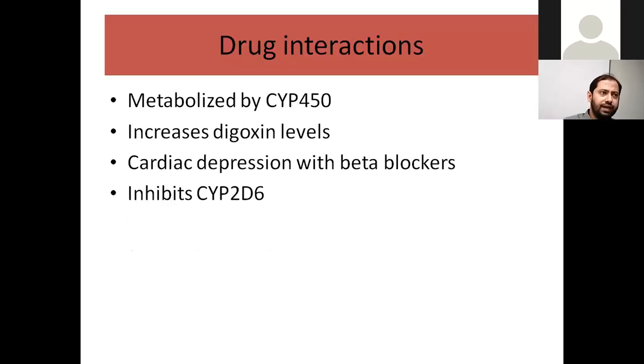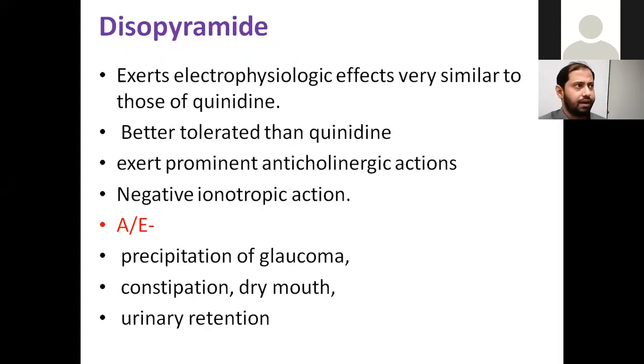If we talk about drug interactions, quinidine is being metabolized by CYP450, and it will be increasing the digoxin levels if the digoxin is being taken along with quinidine. There will be cardiac depression with beta blockers, and quinidine will be inhibiting the CYP2D6 hepatic enzyme.